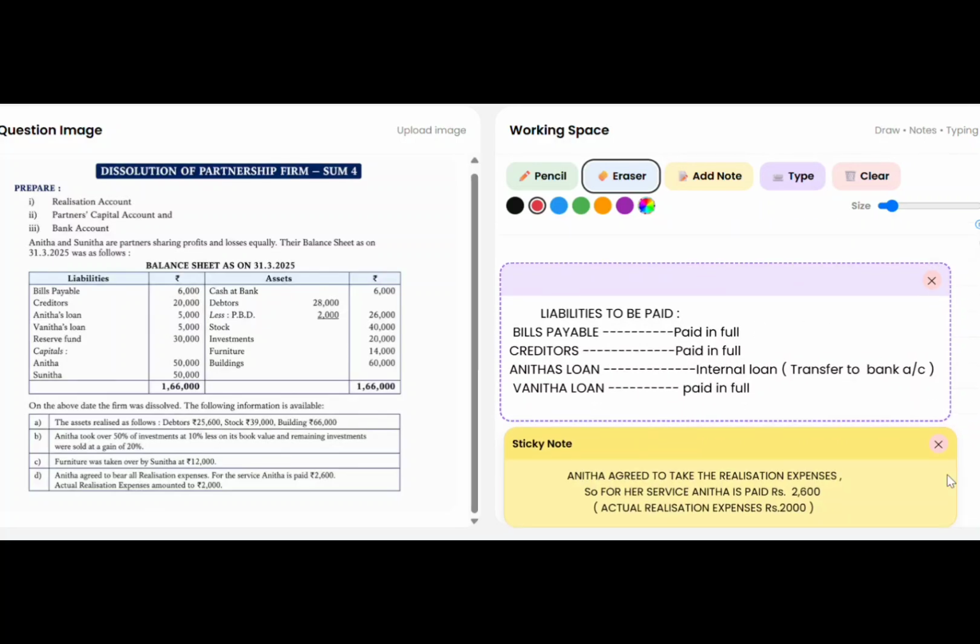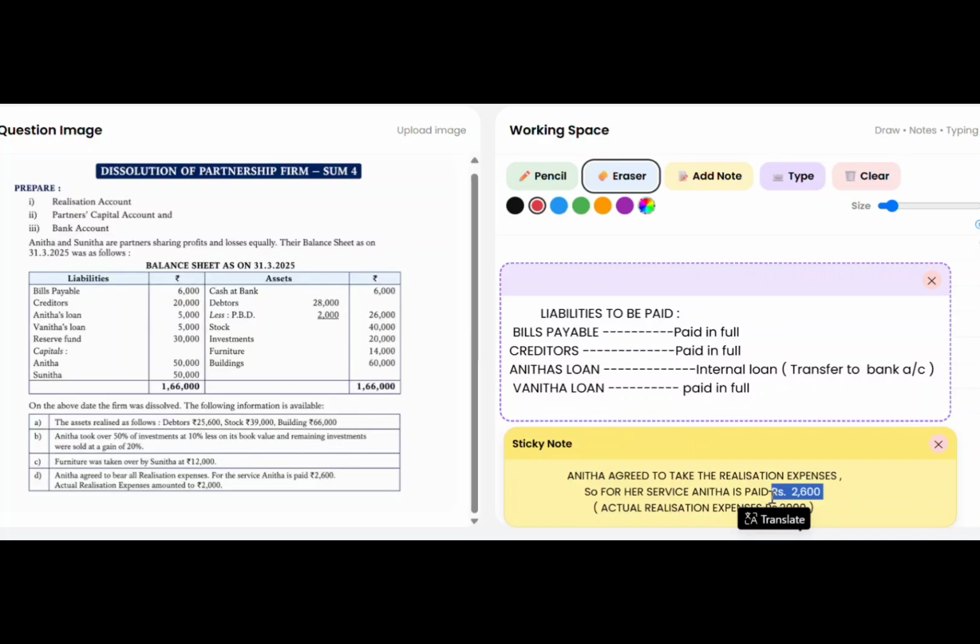Now if you see the last adjustment given here, Anita agreed to bear all the realization expenses, and for this service Anita is paid rupees 2,600 and the realization expenses amounted to rupees 2,000. So here Anita has agreed to take the realization expenses, and for which the firm is paying some additional amount. So in this case, the actual realization expenses should be ignored. It has to be ignored and consider only the total amount that is paid to Anita.